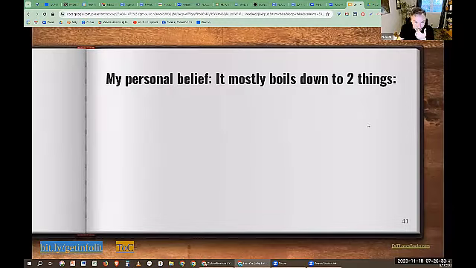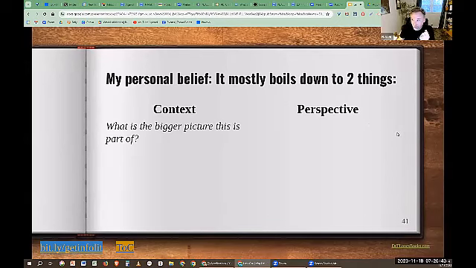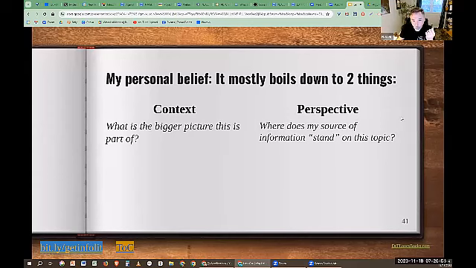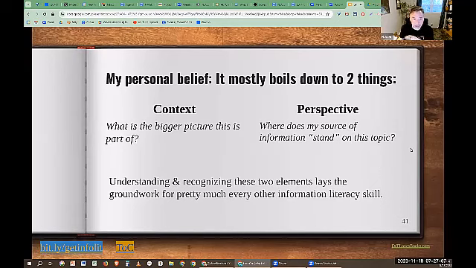What it really all boils down to, there's a whole bunch of lessons here, but it really comes down to two main things. I think we've got to think about context, and we've got to think about perspective. Those are the two key takeaways from, I think, all of the lessons. We've got to think about what's the bigger picture that this information we're looking at is part of, and what is the sort of stance or point of view of the source of the information. And whether it's us providing the information or whether it's us taking in information, context and perspective kind of underlie all of the other information literacy principles, I would say.